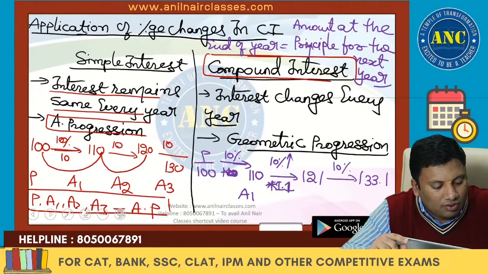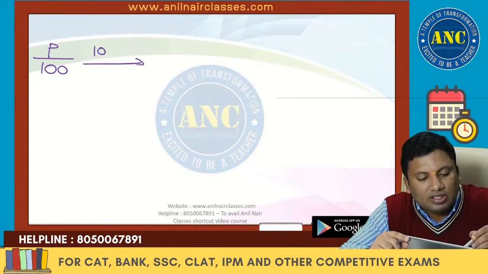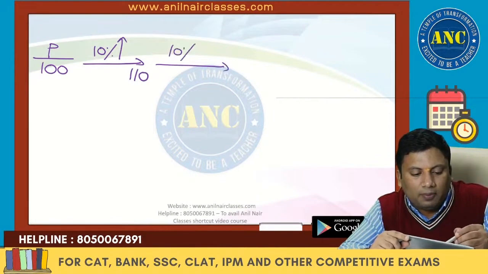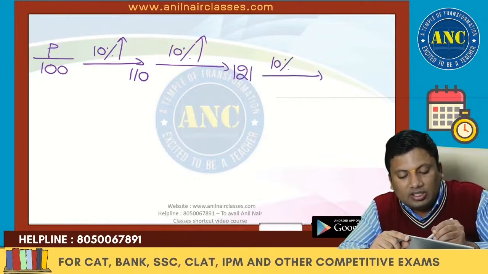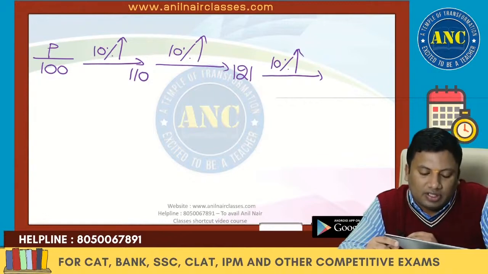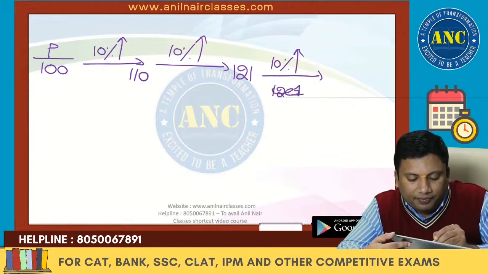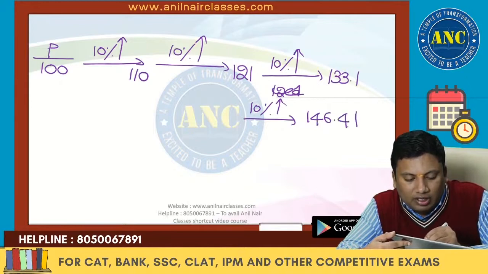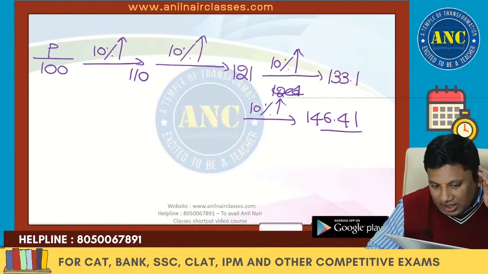Now I'll write down in a new slide because these are extremely important. P is nothing but 100. 10% increase after the first year is 110. Again in the second year, 10% increase on 110, which is 11, so 121. Again 10% increase: 10% of 121 is 12.1, so it is 133.1. Again a 10% increase gives 146.41. Now see here, listen carefully.